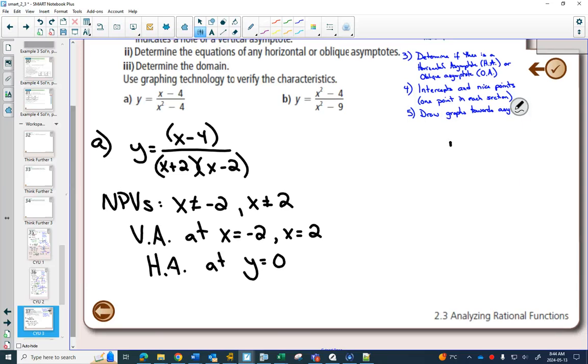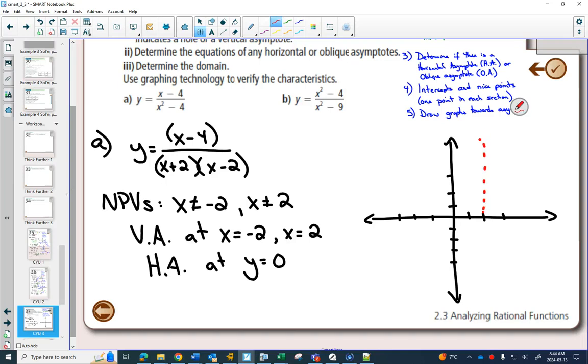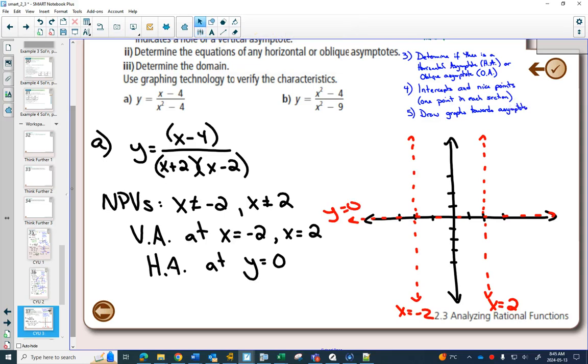So at this point, I usually start graphing. I draw a vertical asymptote and label it at x equals 2, another one, and label it at x equals -2, and my horizontal asymptote, label it at y equals 0. So I can already see in this graph, I have 3 sections. Probably I'll need some nice points, but we'll find out.